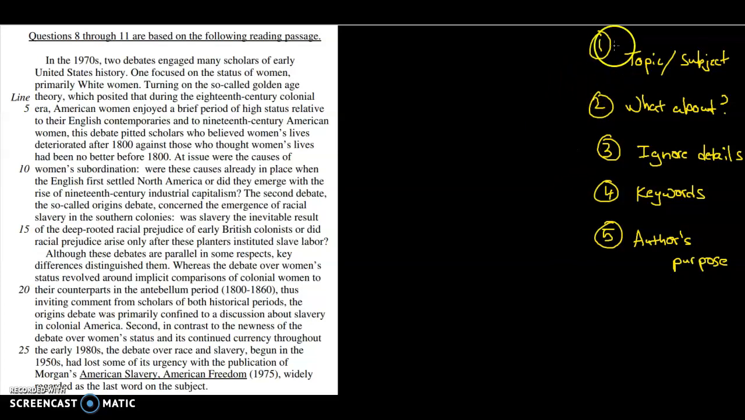Remember, step one, figure out what our topic slash subject is. For every paragraph, what are we talking about? And then point number two, what are we saying about it? And again, the two and three really tie into each other. Ignore the details. We just want something really basic.